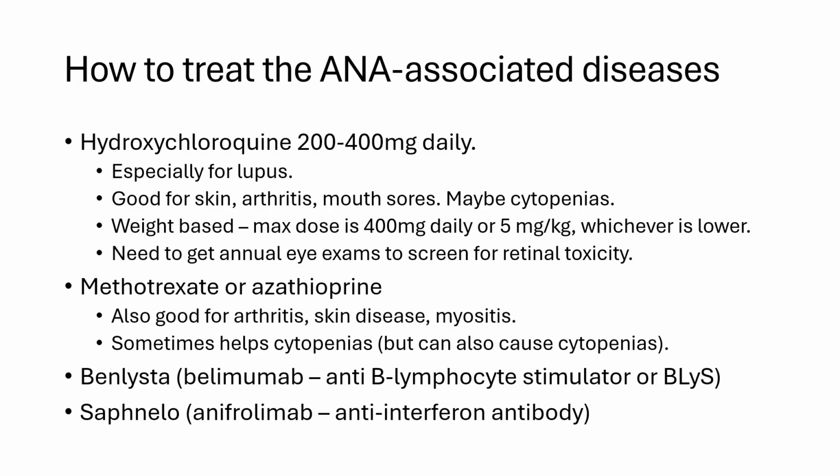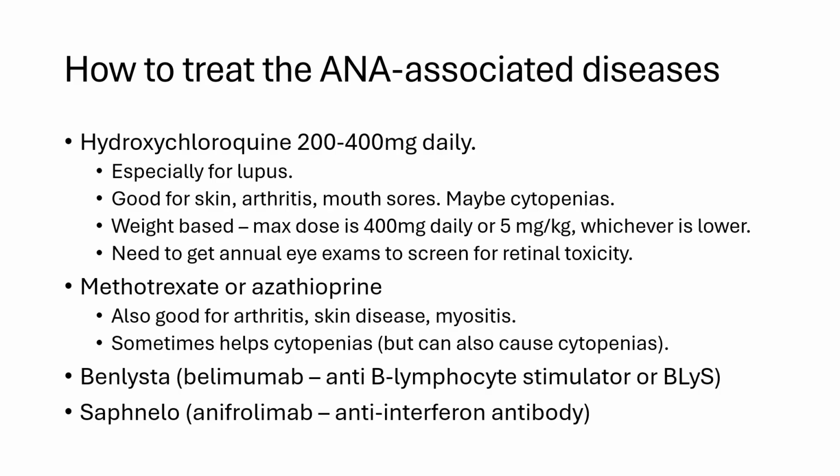There currently are 2 biologics that are approved for systemic lupus. One of those is Benlysta, also known as belimumab. This is an antibody that targets BLyS, or B lymphocyte stimulator. BLyS is a cytokine that activates B cells, and when this is blocked, there is going to be less B cell activity and therefore less inflammation.